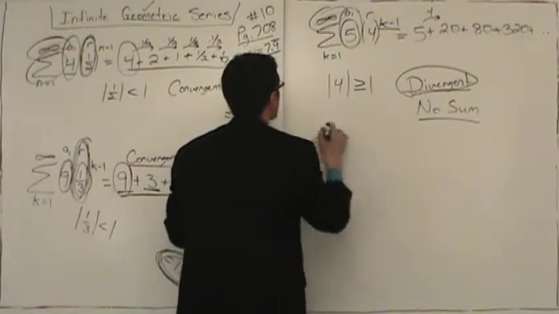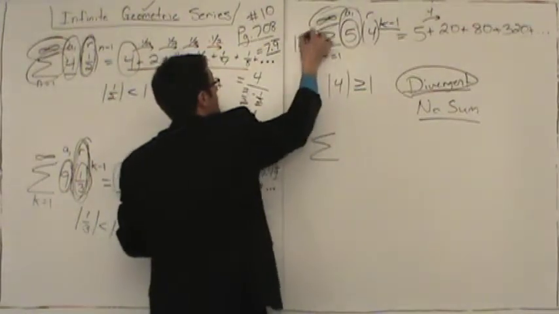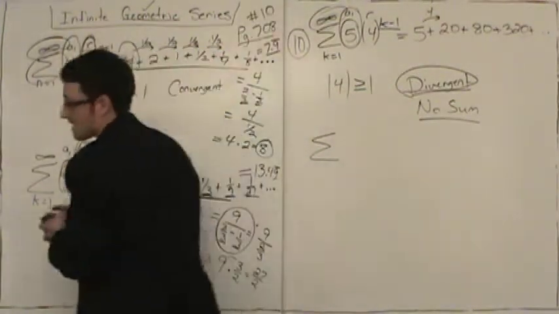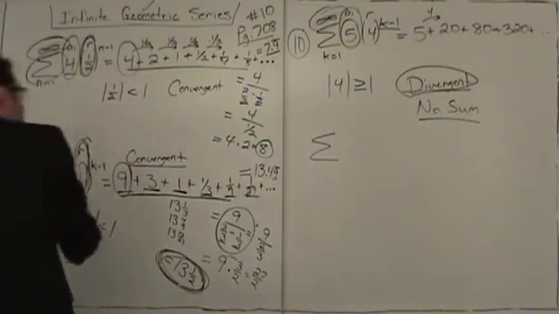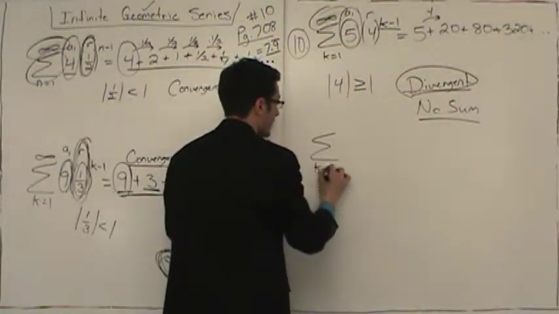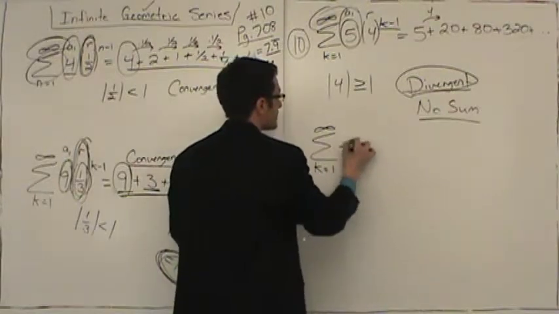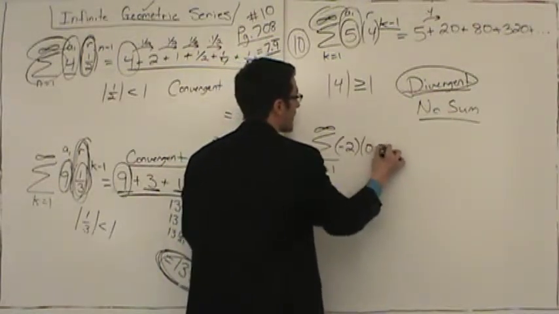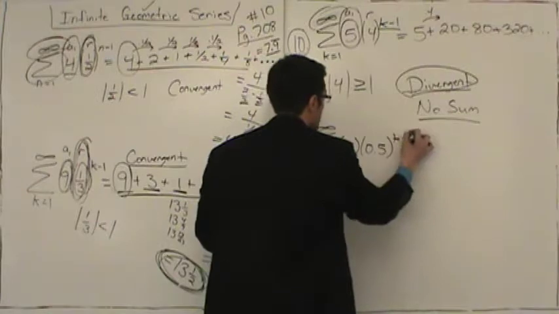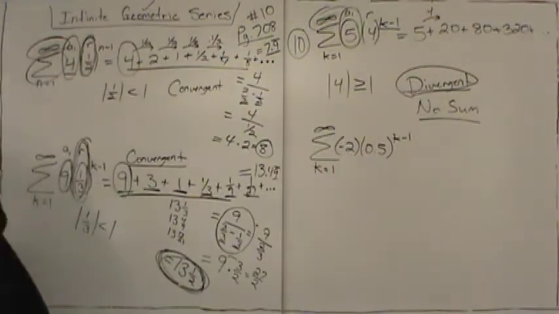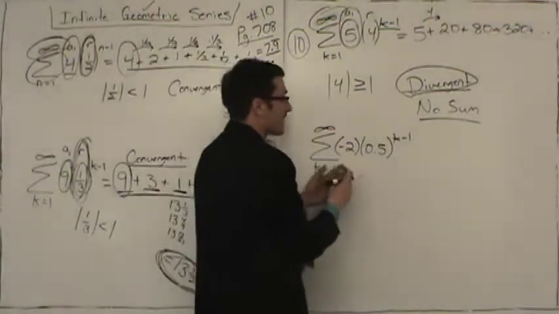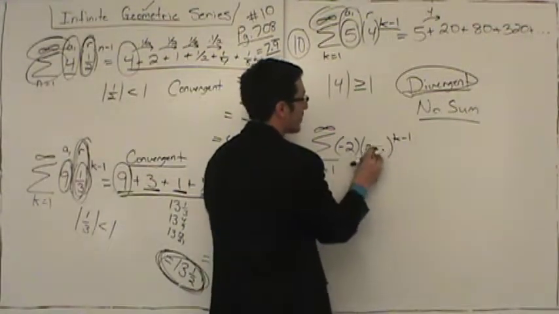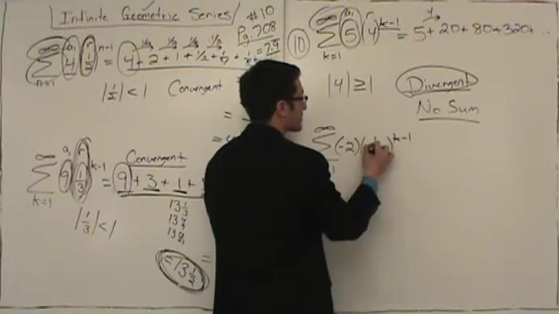Now, next. Question number 11 in your book. This was question 10 on page 708. Now we're looking at question number 11. This says sigma k equals 1 to infinity of negative 2 times 0.5 to the k minus 1. Now, I don't want you to write it like this. I want you to convert everything to fractions. So if you see a decimal, like 0.5, write it as a fraction. What is 0.5? It's 1/2. So go ahead and write this as 1/2.